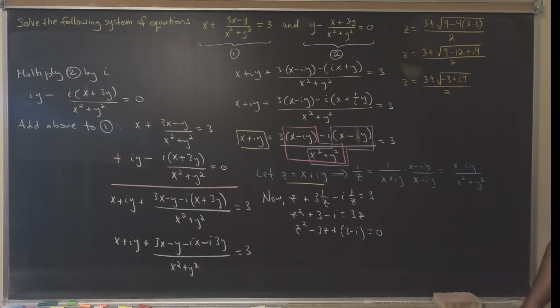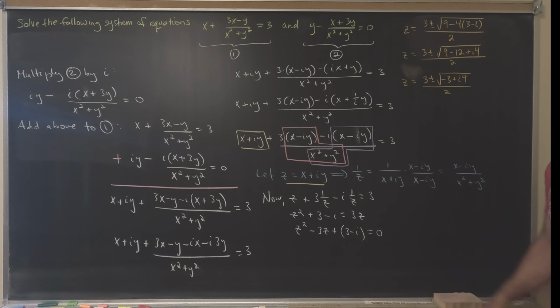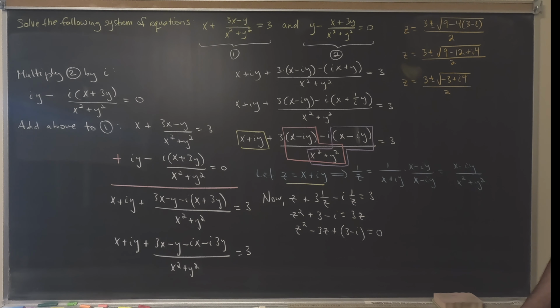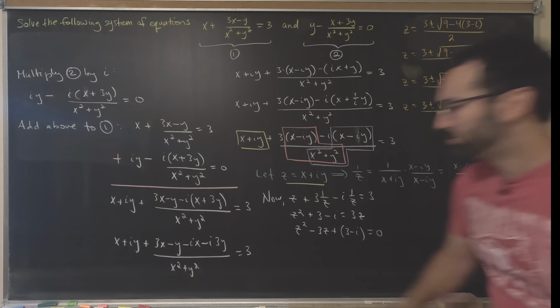Now, we could stop here, but z equals x plus iy. And x and y, we want the solutions for those variables. We want the values for those variables. So it's not going to help us to keep our solution in this form for z. Can we find out what the square root of negative 3 plus 4i is? Well, here's a clever trick. We're going to write negative 3 as 1 minus 4.